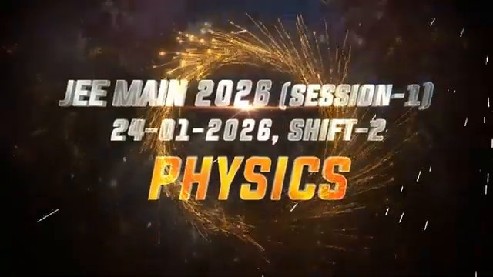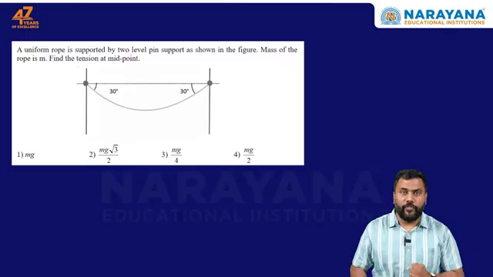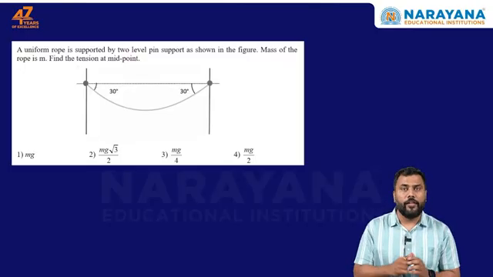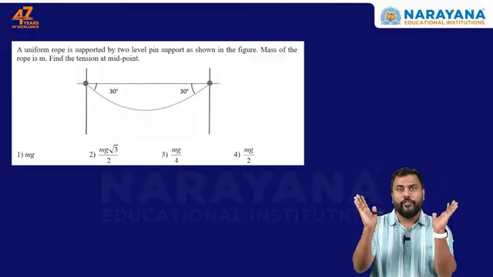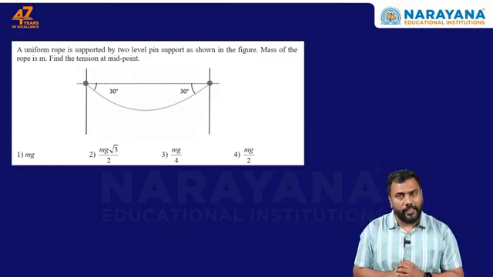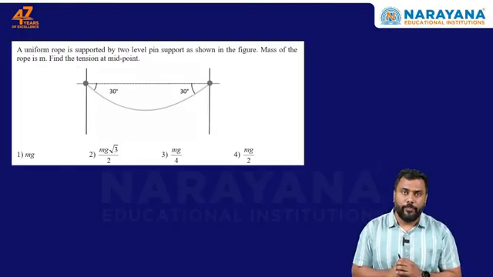Let's move to physics. Hello students, so we are going to discuss the JEE Mains 2026 24th evening session questions. The first question that we have with us is an NLM based question. Here we are given a rope which is hanging from two supports. The angle of the rope's tangent with the horizontal is also provided, it is equal to 30 degree. They are asking us to find the tension in the rope at the midpoint.